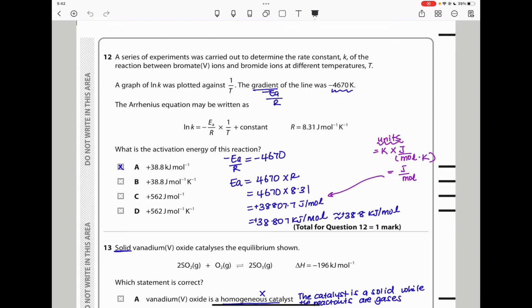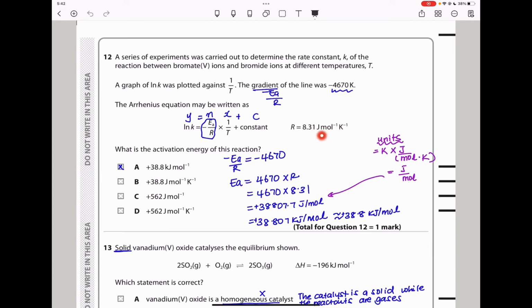The Arrhenius equation may be written as, they've given you this Arrhenius equation, natural log of k is equal to negative Ea over R times 1/T plus a constant. This is in the form of y equals mx plus c. So when they ask you to find the gradient, this is going to be the gradient, negative Ea over R. Here they ask, what is the activation energy of this reaction? Remember, they've given us the gradient as that. That should equal negative Ea over R, giving us that. And therefore, Ea should be the value given times R.